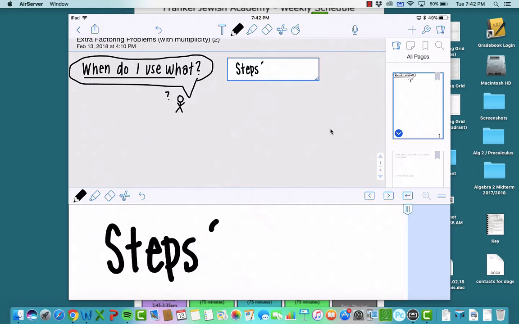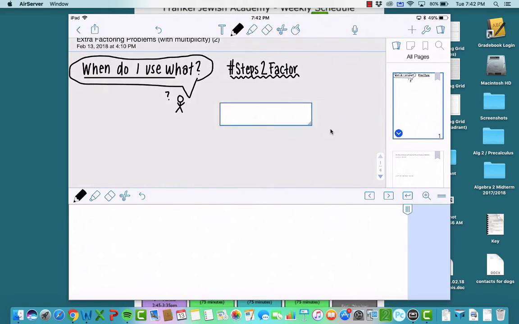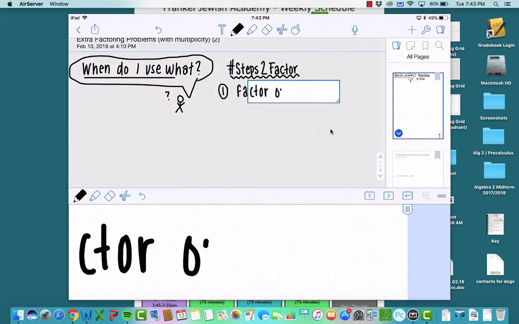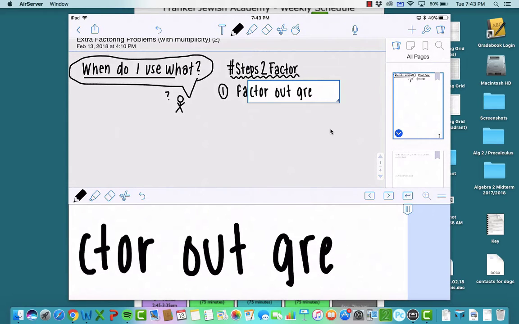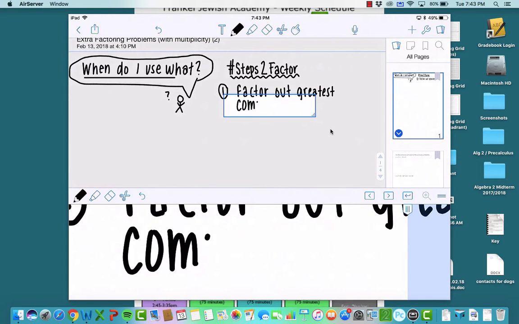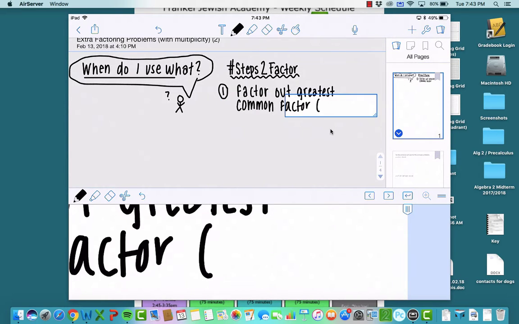Steps to factor. Hashtag, because factoring is super cool and I'm super young and hip. Just like factoring. So, some steps to factor. Your first step to factoring every single time, regardless of what degree it is, you gotta factor out a GCF. Factor out a greatest common factor, or GCF.